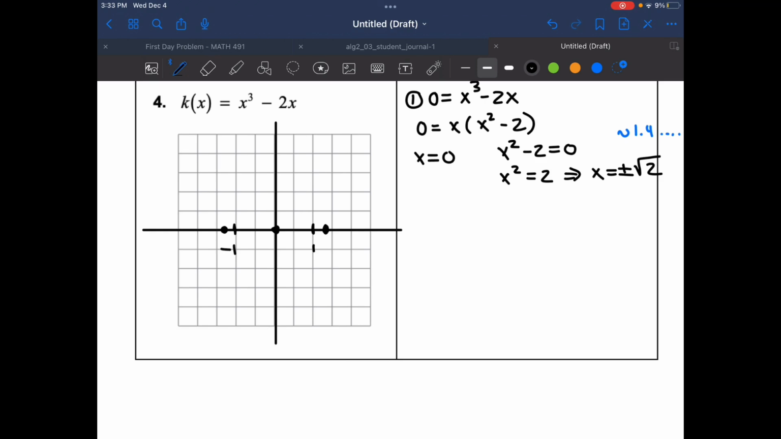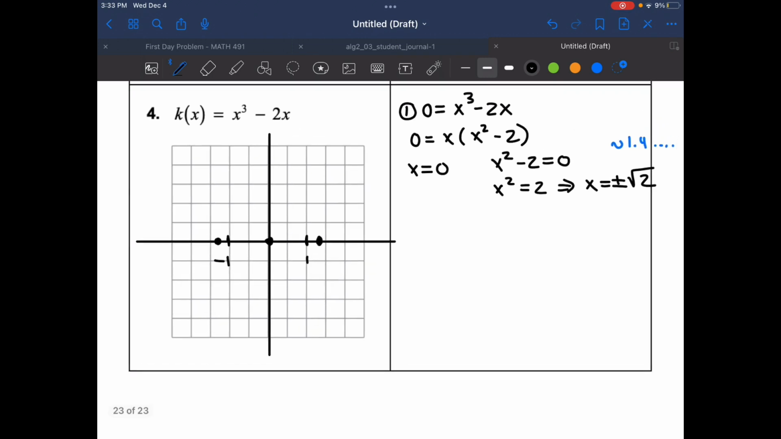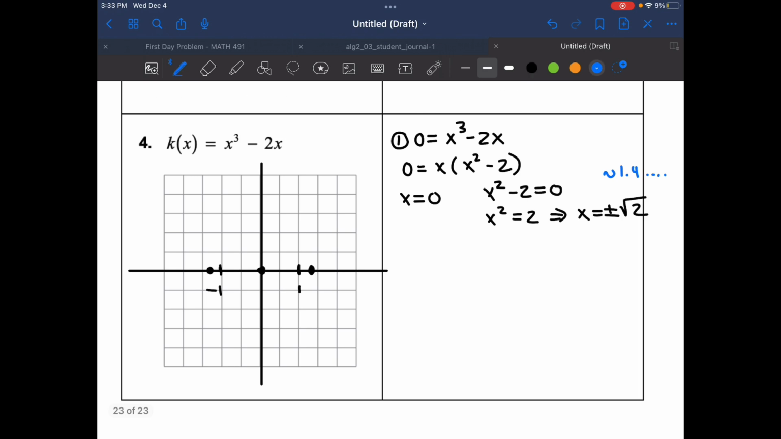Oops. Right about here. That's where that needed to go. Okay. And then I should probably think about, what's my leading coefficient, right? My leading coefficient is positive, right? So it's greater than 0. And my degree is odd, right?